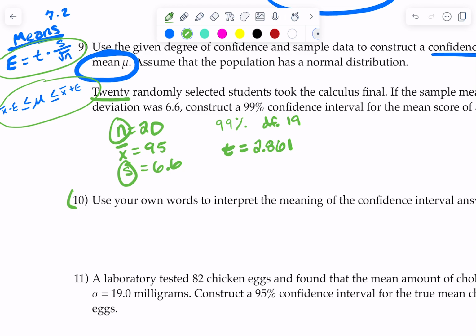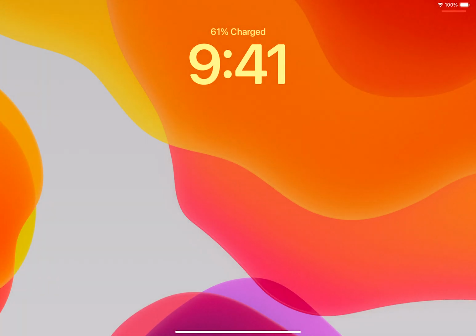99% confident that if we survey all... Nailed it. All the percentages on their final.